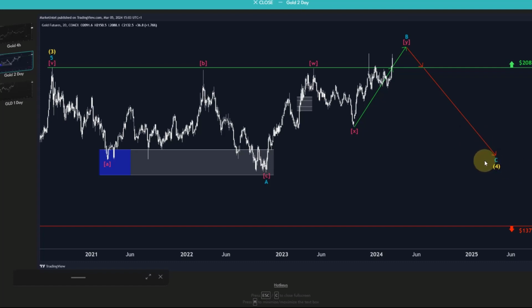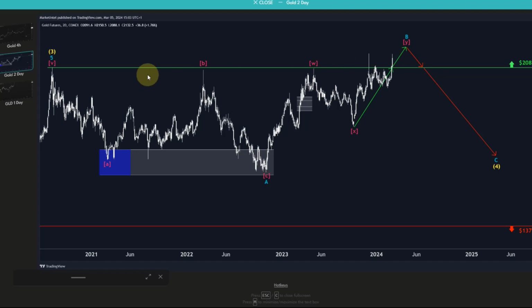We should, however, in this fourth wave not move below $1,377. You can see that in this B wave that's currently overshooting here, we're tracking a so-called WXY structure in magenta, and the Y wave, which is part of this complex correction, is likely still unfolding.